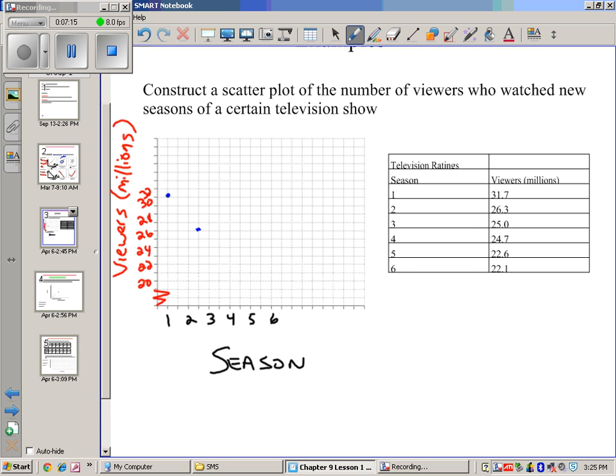Gonna plot that right there. Season 3, 25, right there in the middle. Season 4, 24.7, a little less. Season 5, 22.6. As you can see, it's declining as we go. And the last season, 22.1, almost right there.